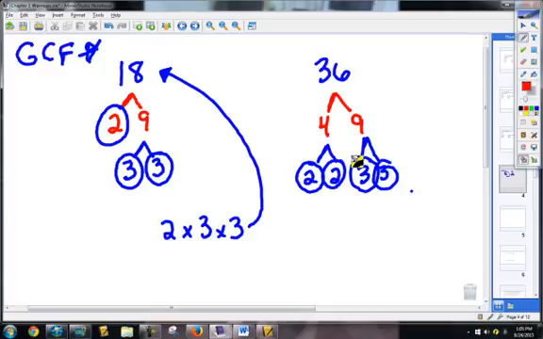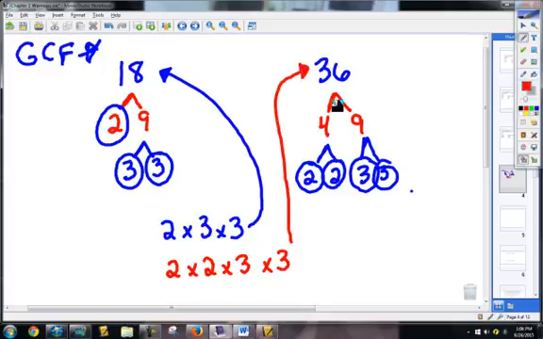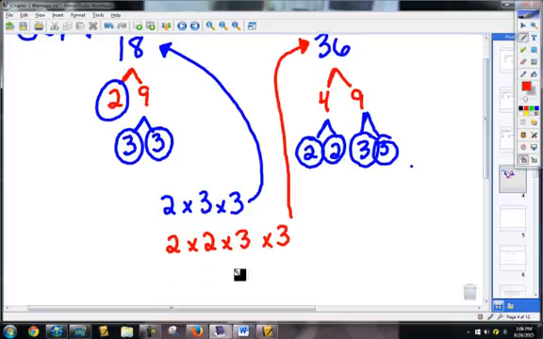And then we're going to take this prime factorization and do the same thing. 2 times 2 times 3 times 3. Now, again, make sure we're checking. We have to make sure that that prime factorization actually equals 36. So 2 times 2 is 4. 4 times 3 is 12, and 12 times 3 is 36. So again, that's just a little check that you can do to catch your mistake before you get into the next step here.